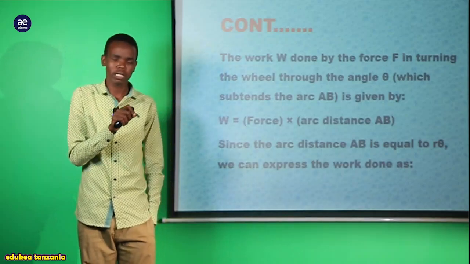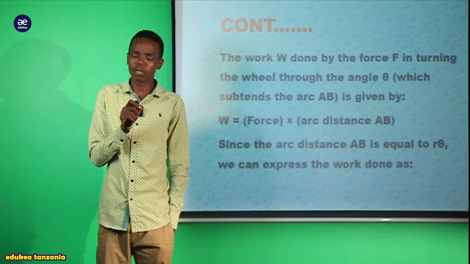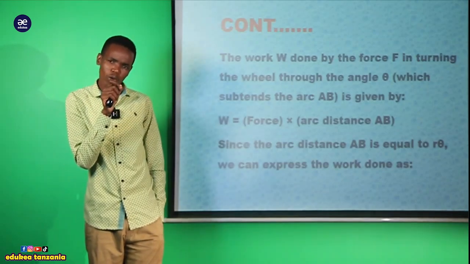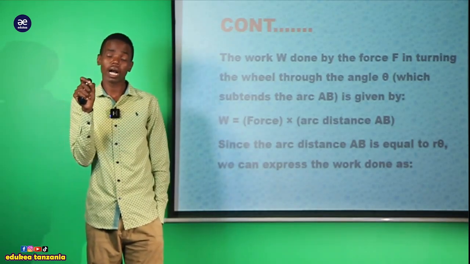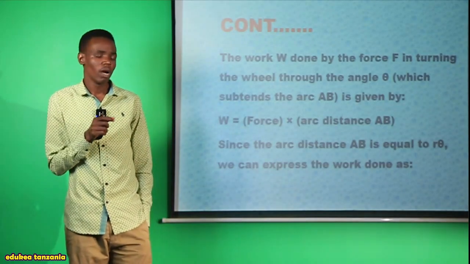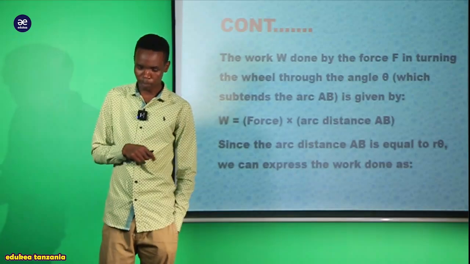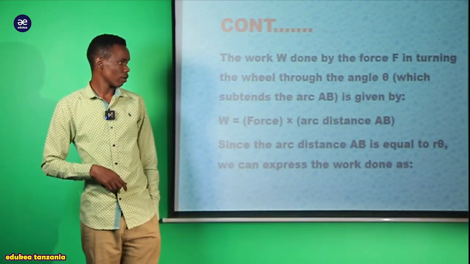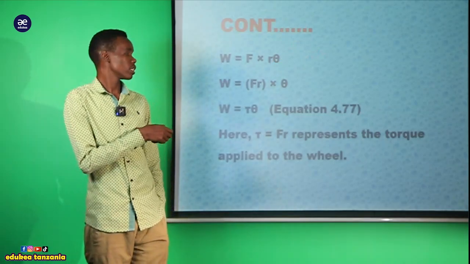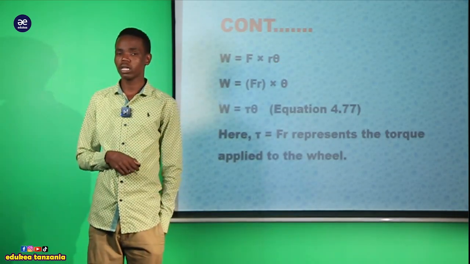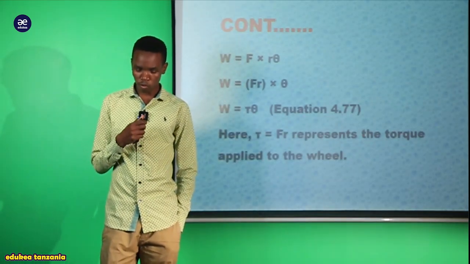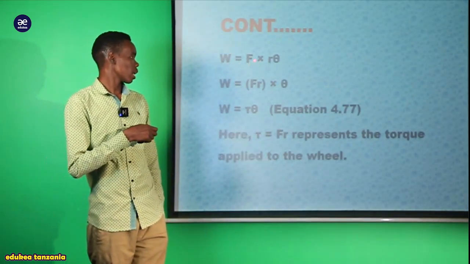Kwa arc length ambayo kama exact pale kutoka kwenye point A mpaka kwenye point B itakuwa direct proportion to the theta. But if we want to remove the direct proportion, tutaweka r. Kwa tutamwambia kumbe arc length ambayo ni sawa na distance along the point AB must be equal to r theta. This could be our formula here, as we see. Instead of writing the arc distance AB, we could substitute r theta. Now we say that work done must be equal to force times r theta.